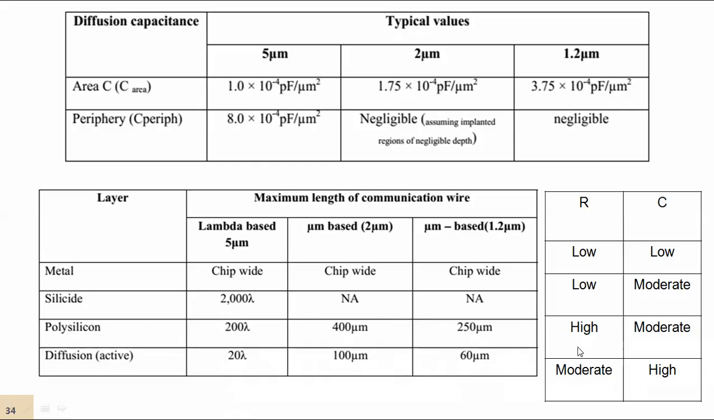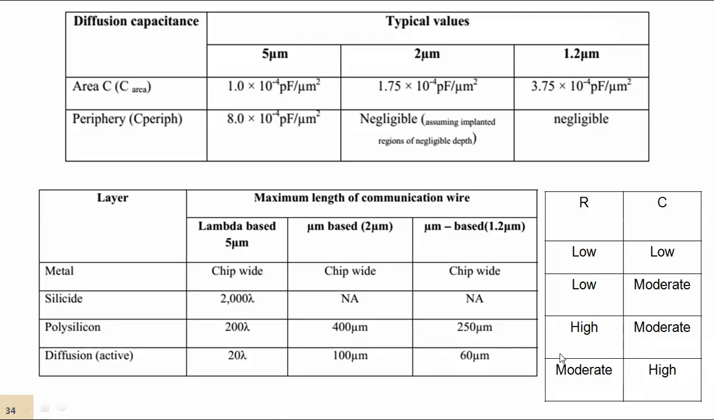Okay, polysilicon: when you go for a polysilicon, the resistance value is high and capacitance value is low. And the last one, the important one, is diffusion. For a diffusion, resistance is moderate, capacitance is high. Only thing is the resistance and capacitance values are high for the polysilicon and diffusion.